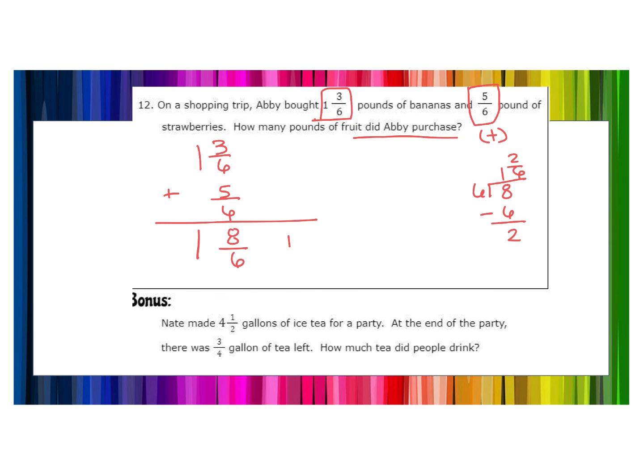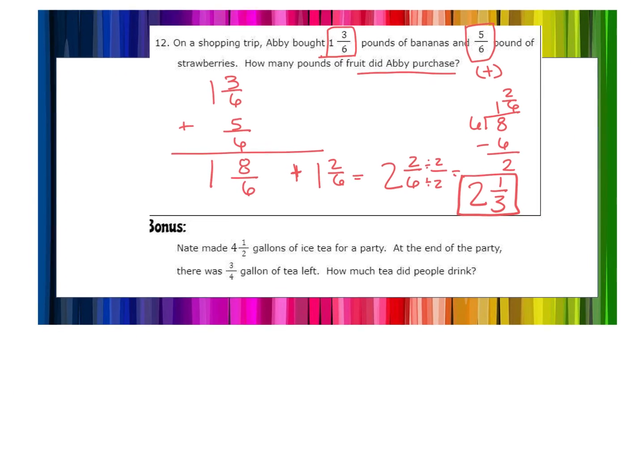So I have to add the 1 plus 1 and 2/6, which is going to give me 2 and 2/6. And guess what? I can divide this by 2 and this by 2, and I can have 2 1/3 pounds is how much she purchased.